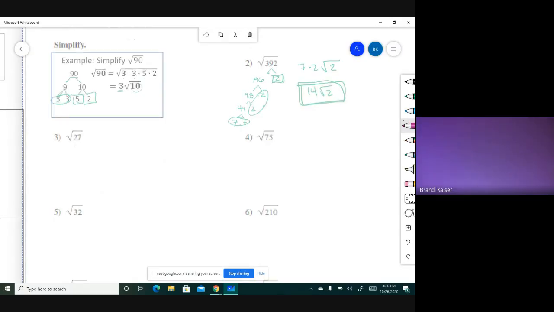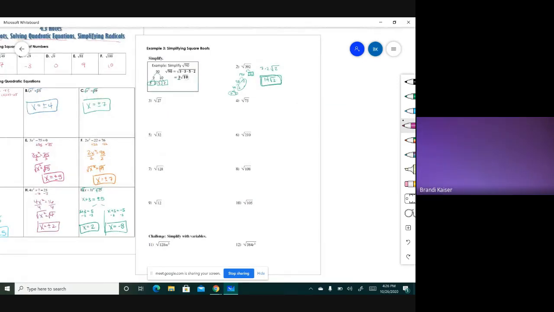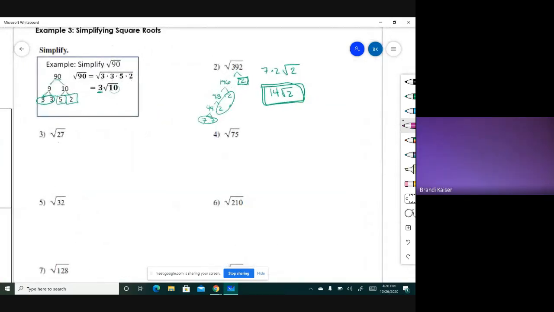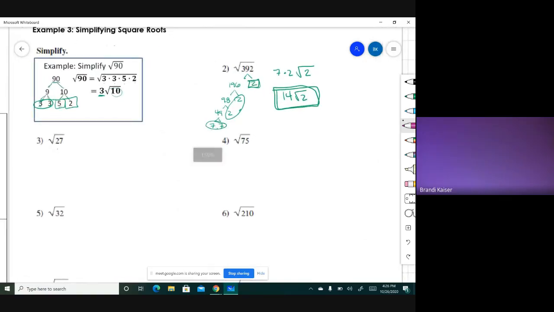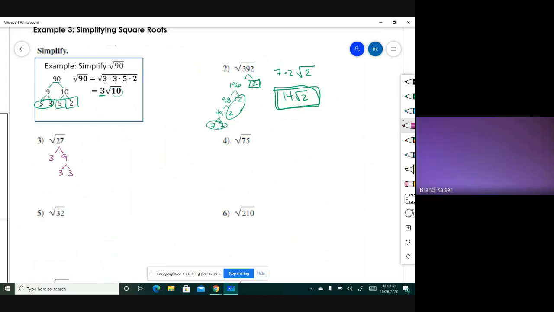So radical 27. I can break it down into 3 and 9. 3 is a prime number, so I can stop there, but 9 I can break down to 3 and 3. So when I pick out pairs, I have a pair of 3s and one single 3. This pair gets to move outside the radical. The single has to stay inside, and the simplified version of radical 27 is 3 radical 3.